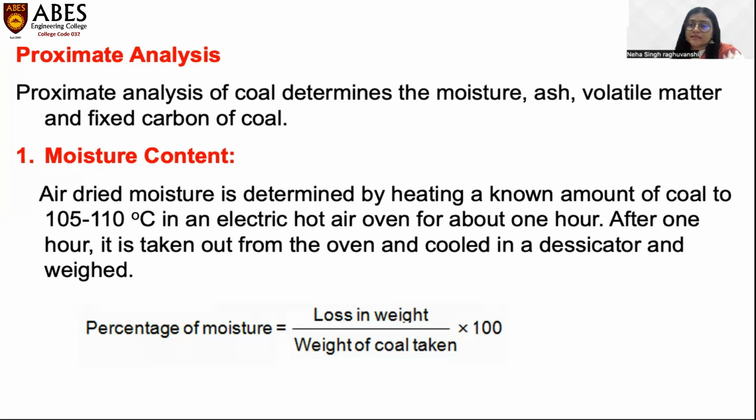A desiccator is a glass jar containing dehydrated salts, so it will not let the coal attain moisture again. When it is cooled, it is weighed. Suppose the initial weight was 1 gram and the final weight is 0.9 gram because some moisture has been removed. The loss in weight will be 1 gram minus 0.9 grams. This is put in the formula as loss in weight upon weight of coal, which was 1 gram, and multiplied by 100, it gives the percentage of moisture. If this percentage is higher, the coal is not of good quality, but if it is lower, it can be of premium quality.